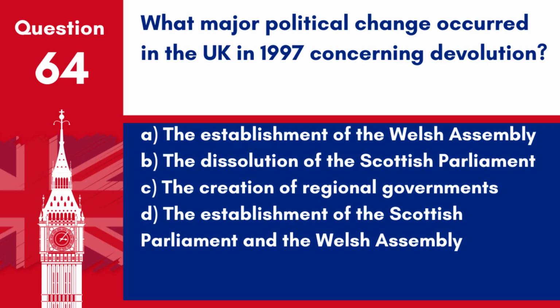Question 64. What major political change occurred in the UK in 1997 concerning devolution? A. The establishment of the Welsh Assembly. B. The dissolution of the Scottish Parliament. C. The creation of regional governments. D. The establishment of the Scottish Parliament and the Welsh Assembly.